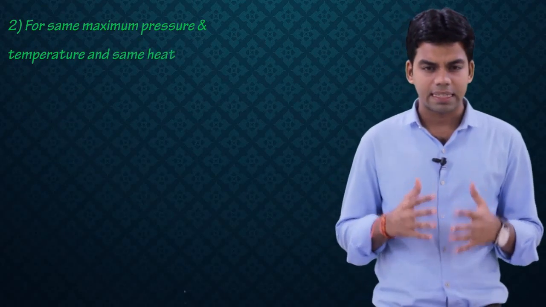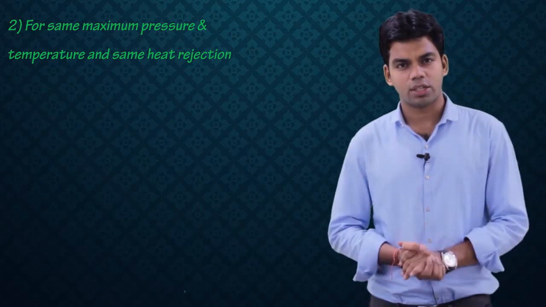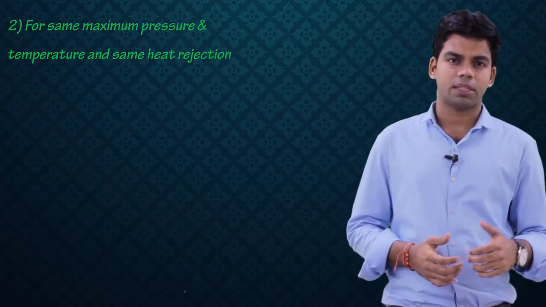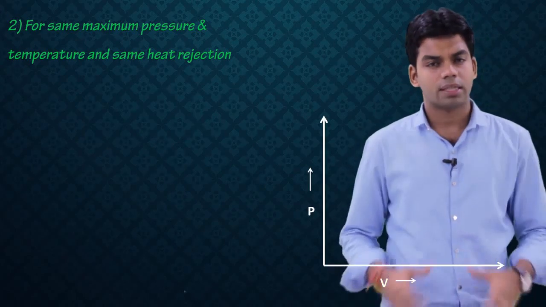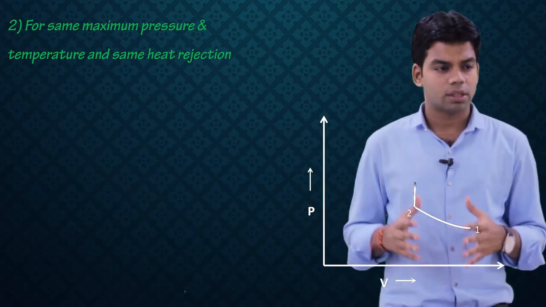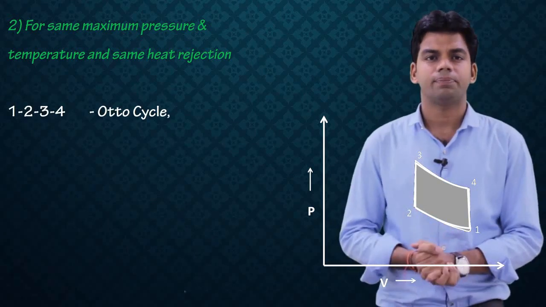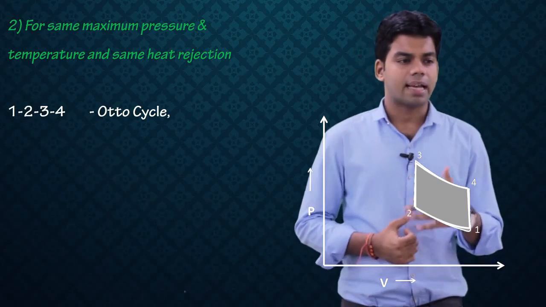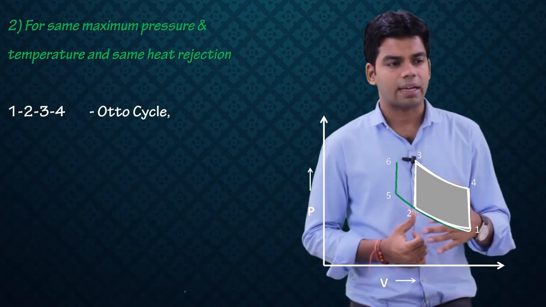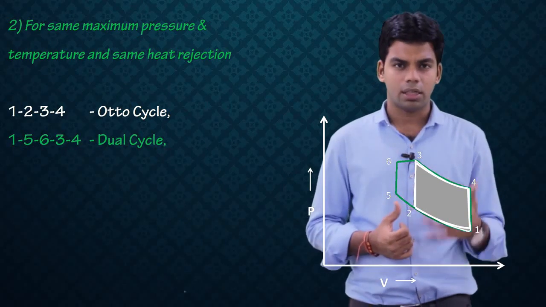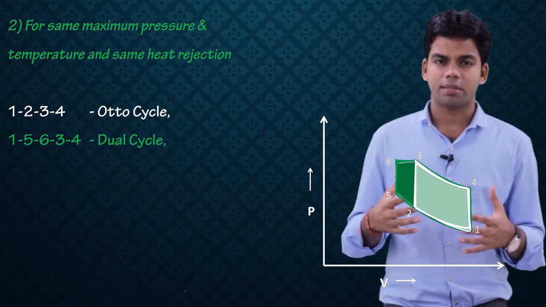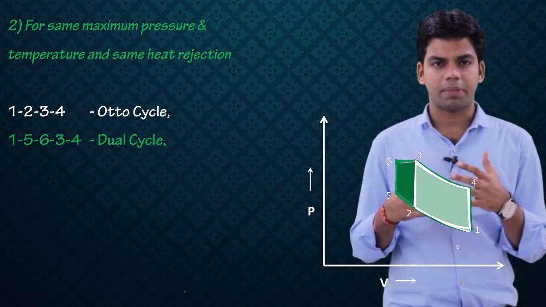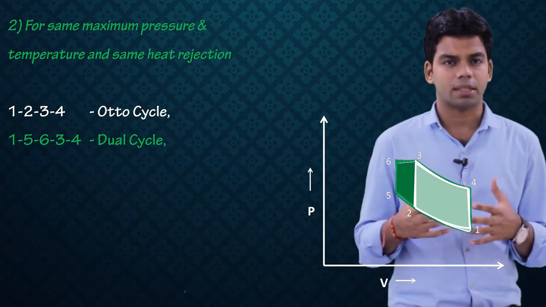Now second head, for same maximum pressure and temperature and same heat rejection. Maximum pressure has to be same, maximum temperature has to be same, and the heat rejection has to be same. So first we will draw the PV diagram. So here you can see cycle 1, 2, 3, 4 is the Otto cycle in white. Then cycle 1, 2, 5, 6, 4 will be the dual cycle in green. Now what should be the difference between the two? So as I told you, the maximum pressure and temperature has to be same.